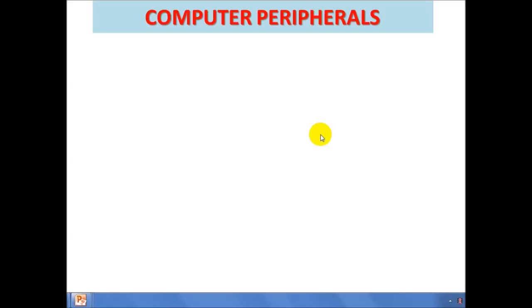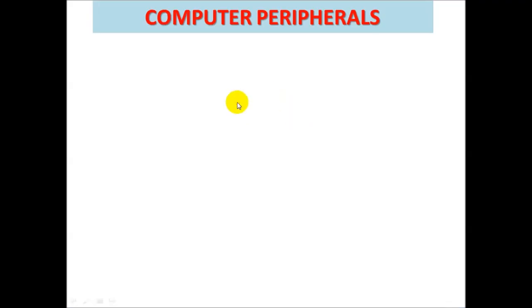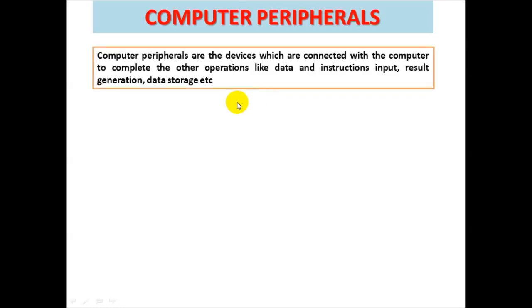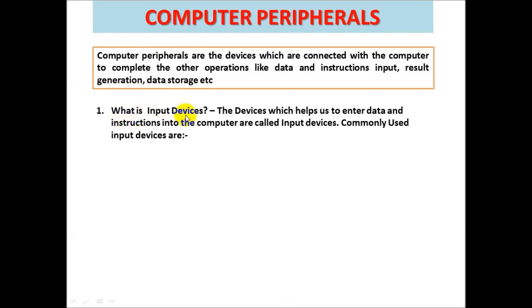What do you mean by computer peripherals? Computer peripherals are the devices which are connected with the computer to complete the other operations like data and instructions input, result generation, data storage, etc.